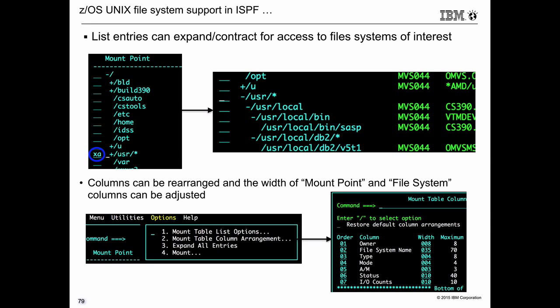Just like we've seen in other places, we can also change the width of the mount point and file system columns, just like we could with the Unix path names. We talked about that a few minutes ago. We also can rearrange the columns and change the column widths, just as we explained a few minutes ago. So you now have that capability as well.